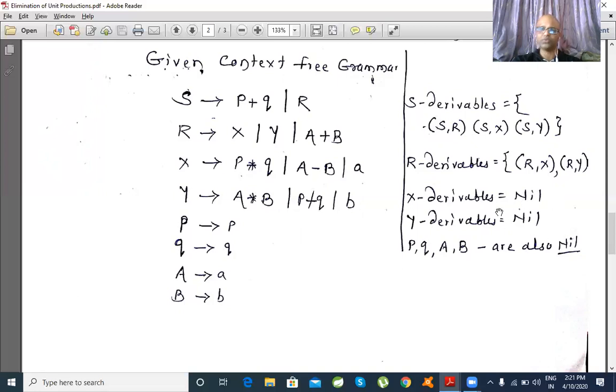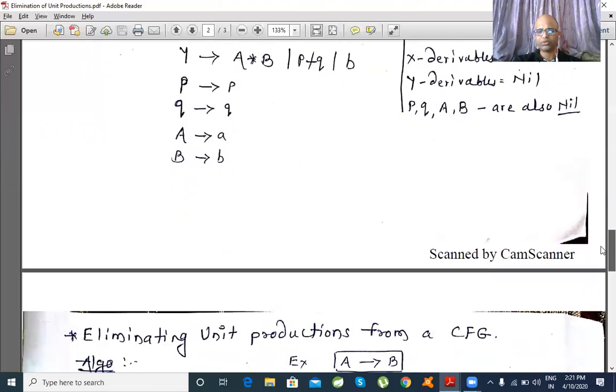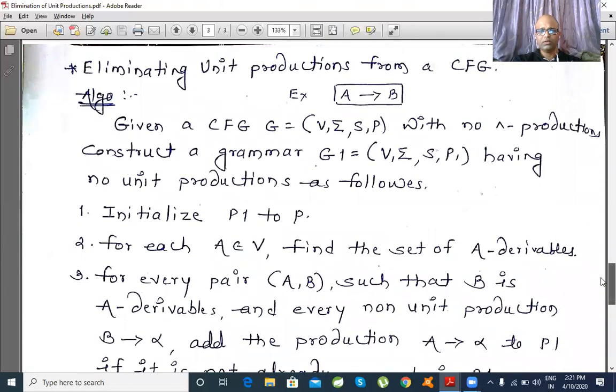Now this is the procedure to calculate derivable properties for any non-terminal which exists within your context-free grammar. Now check out the procedure, which is the elimination of unit productions from a context-free grammar.